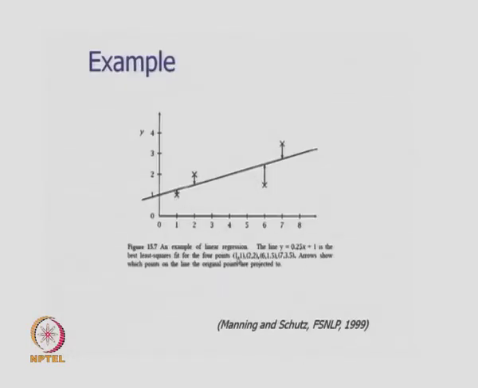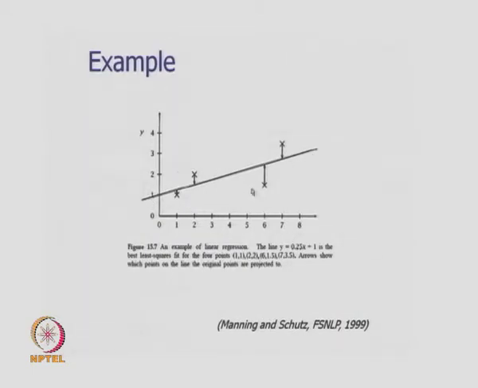These points are given: 1 1, 2 2, 6 1.5 and 7 3.5. These 4 points are given. So, this is 1 1, this is 2 2, this is 6 and 1.5, and this is 7 and 3.5. So, these 4 points are given, and we would like to find a line which best fits the data.